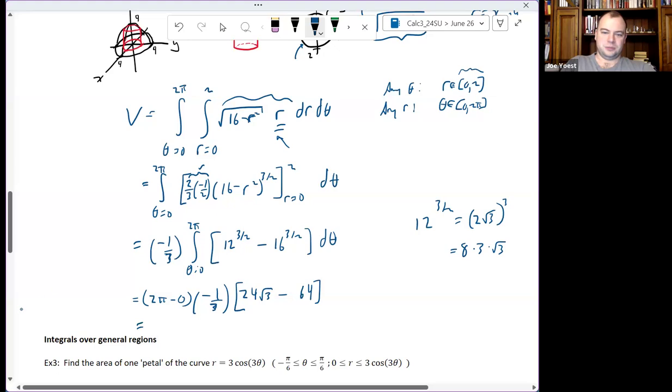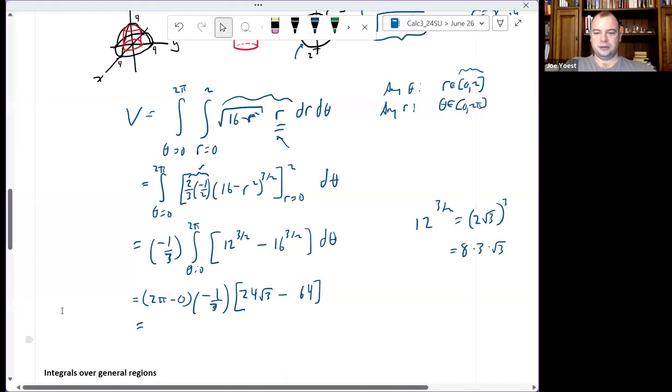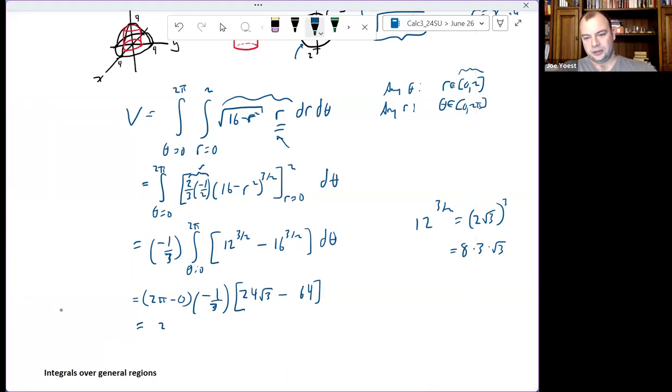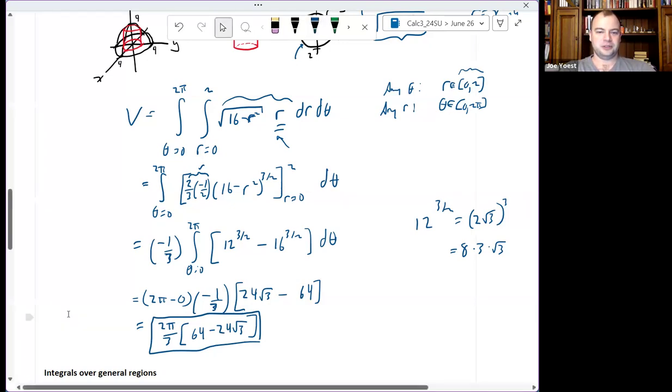So this looks to me like we get a 2 pi over 3 times 64 minus 24 root 3. Probably a handful of other ways we could write that, but I don't think any of them is going to be really substantially simpler than writing it this way. Any questions so far?